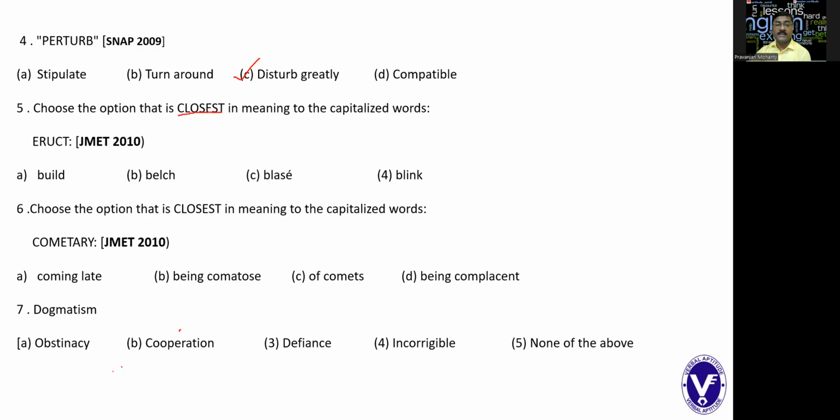So the next word is erupt. Erupt means to belch, or to give out gas violently, or to vomit. So that is a belch. Erupt means belch.